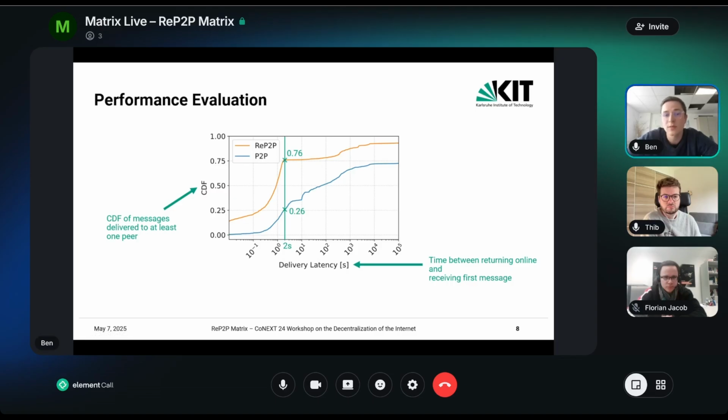And this is understandable because in peer-to-peer Matrix, the peers might have to wait for other peers returning online and synchronizing their state and sharing their state with the peer that has returned online. Therefore, ReP2P Matrix increases the share of up to 2-second delivery times by 50 percentage points. So it's a major performance benefit.